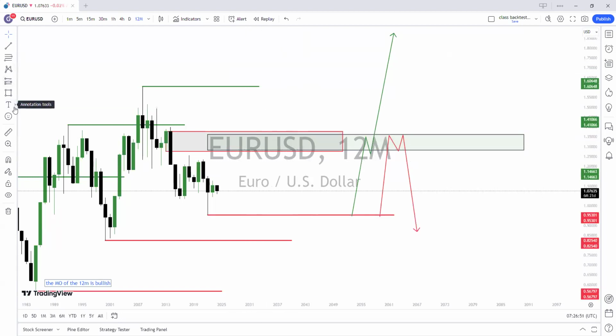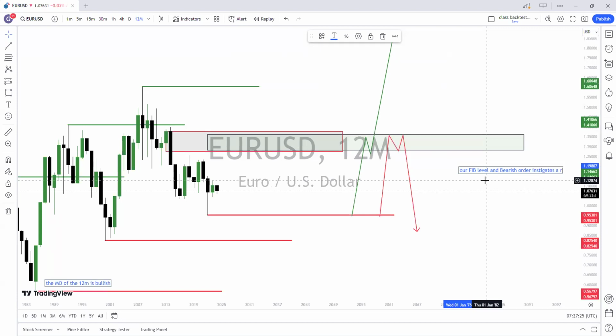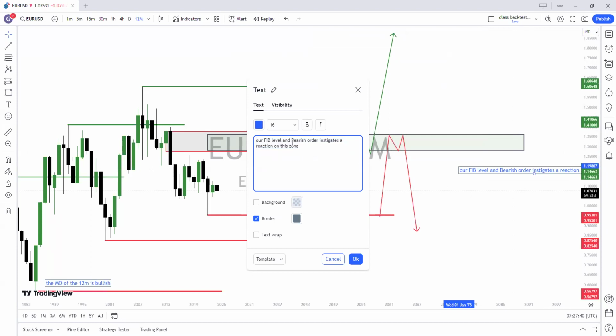Now we can put a text on our chart. Just write this down and say: our fib level and bearish order block instigates a reaction on this zone. Break this down. So, all right.